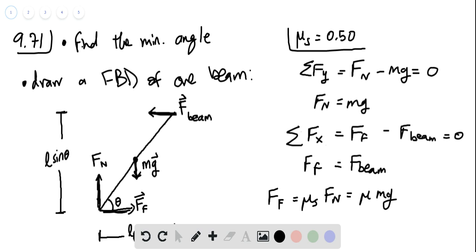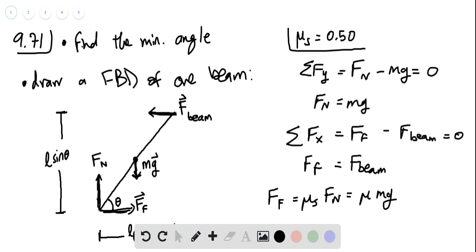But it could easily be kinetic as well. We could have coefficient of kinetic friction, coefficient of restitution. There's a lot of different things that could fit in that spot. But in this case, the force due to friction is equal to the coefficient of static friction multiplied by the normal force, which we already know is just mg. So it's just mg times mu.